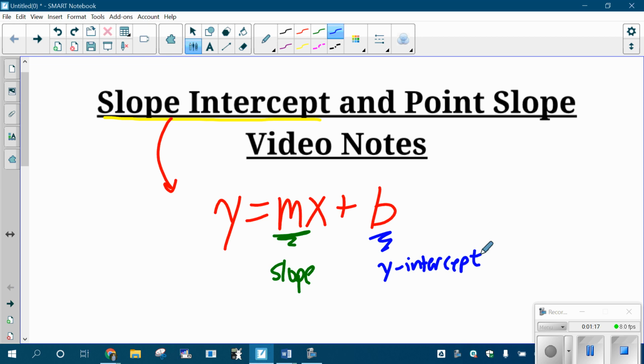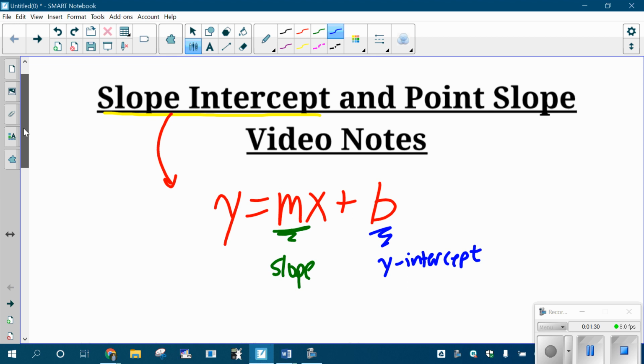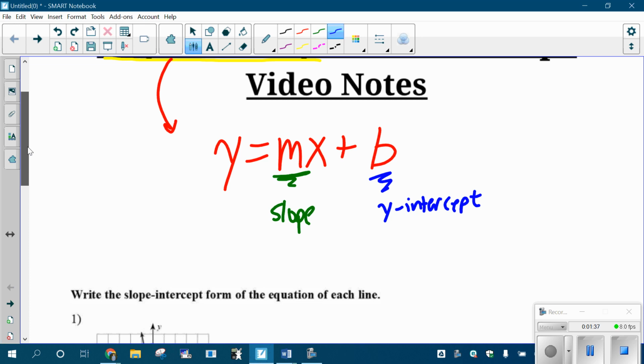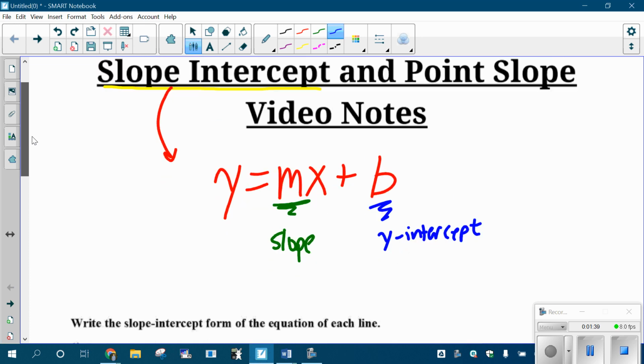Remember, when you write an equation in slope-intercept form, the m and the b are numbers, but the x and the y stay letters. Okay? It's still going to be a relationship between x's and y's. So you're still going to have an x and a y in it. And that's slope-intercept form. That's the one you're much more familiar with. Let's do a couple things with that, and then we'll talk about the point-slope one.